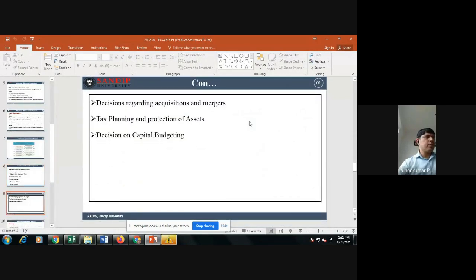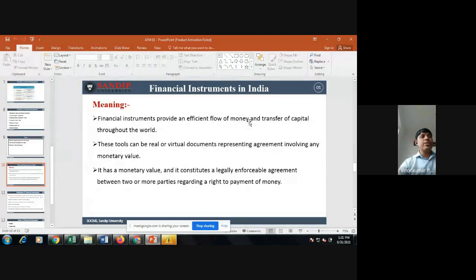Now, financial instruments in India. What is a financial instrument? A financial instrument means to provide an efficient flow of transfer of capital throughout the world. You can take examples of financial instruments like insurance, shares, debentures, bonds, and warrants. Through these financial instruments, you can raise capital from the market.